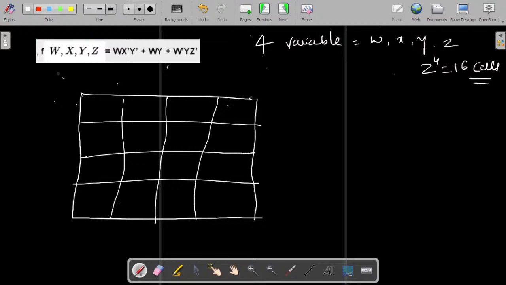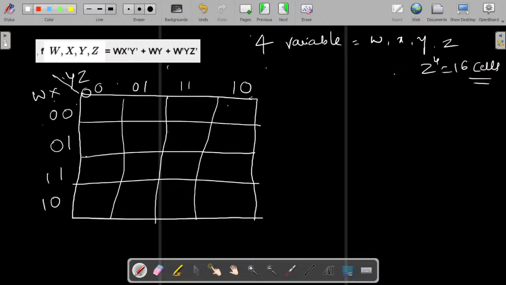Okay, now what are the variables? Well, the variables are w, x, y, z. I will give the labels 0 0, 0 1, 1 1, and 1 0. You need to remember this one: 0 0, 0 1, 1 1, 1 0, right?